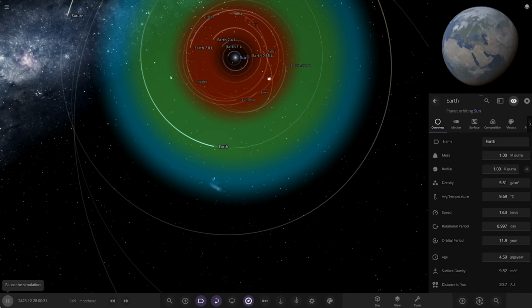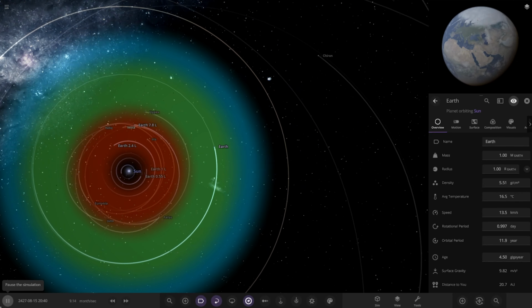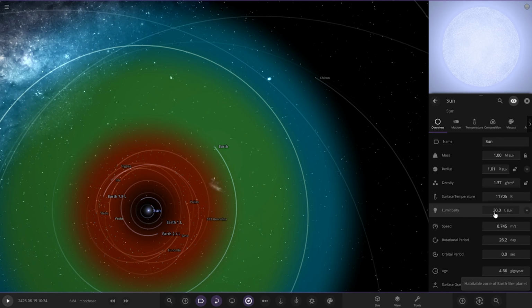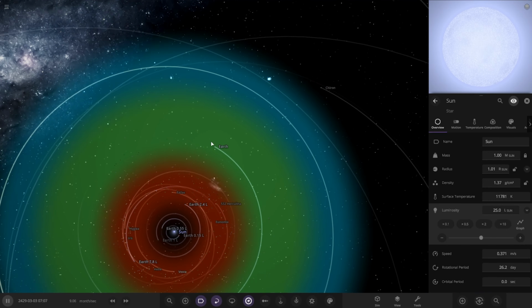So, Earth in the orbit of Jupiter. It's getting a little too hot. Okay, we've overdone it. We have overdone it. Okay, so we actually need to go back to the Sun here. So we need to go from 30. Let's go to 25. That'll be quite a substantial decrease.